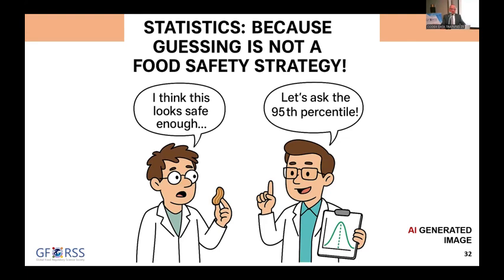I asked the AI to generate for me a picture, okay, that summarizes all we discussed. It gave me this funny one. So the first one is asking, I think this looks safe enough. And the other one is saying, let's ask the 29th percentile. But there is an error in this picture.